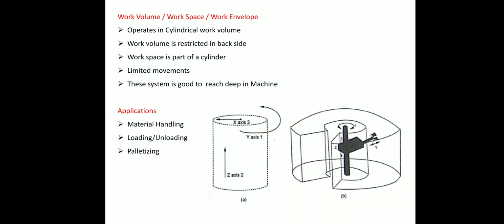The hidden line figure shows how the arm of the robot reaches. It is like a cylinder. The work volume, otherwise called workspace or work envelope, if it reaches a cylindrical shape, means it is called a cylindrical configuration robot. It is used for the purpose of material handling, loading, unloading, and palletizing.